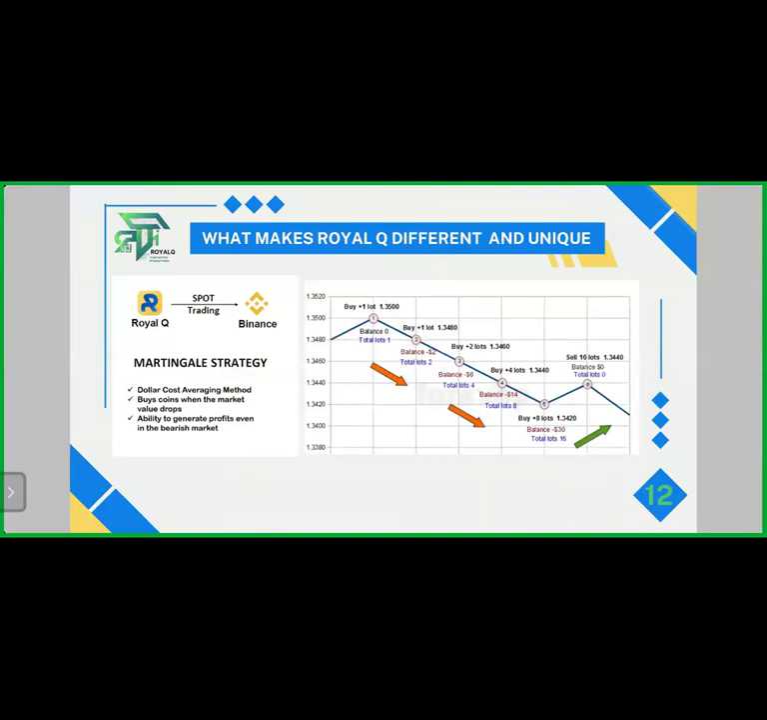All right, another way we can make money with the RQ bot is by what we call the martingale strategy. Now, what is this martingale strategy? Also called dollar cost averaging. Dollar cost averaging, what is this? Let's say, for instance, we have Mr. John. Now, Mr. John decides to purchase some cryptocurrencies for $400.